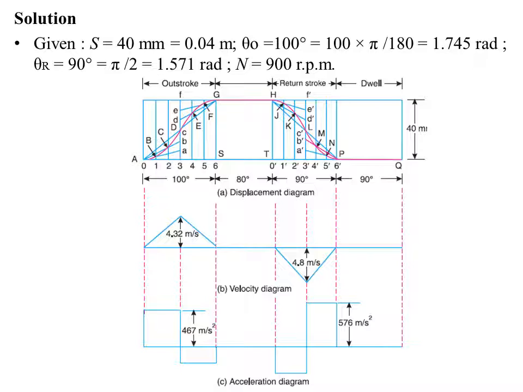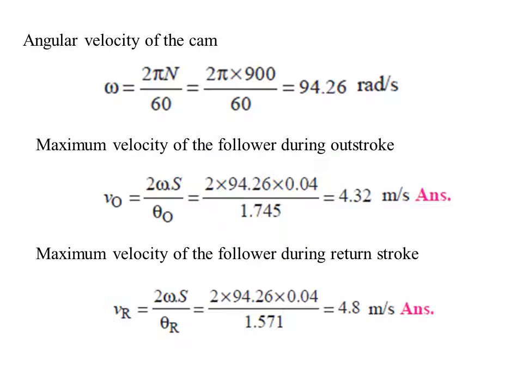Once the displacement diagram has been completed, and as clearly mentioned in the problem, we need to draw the velocity as well as the acceleration diagram. From the displacement diagram, from various points, that is A, S, T, P and Q, draw dotted vertical lines downwards. Next, to draw the velocity and acceleration diagrams, we need to calculate mathematically the maximum velocity during outstroke and return stroke, as well as the maximum acceleration during outstroke and return stroke. Let us see how to do that.